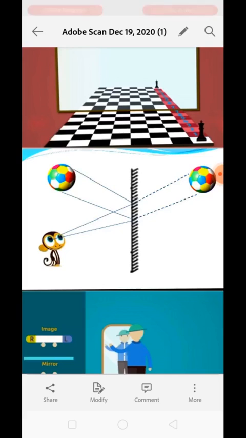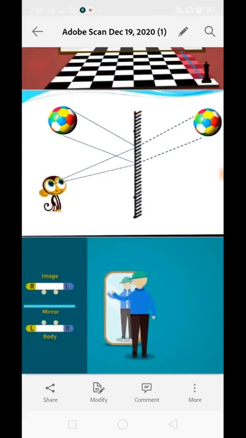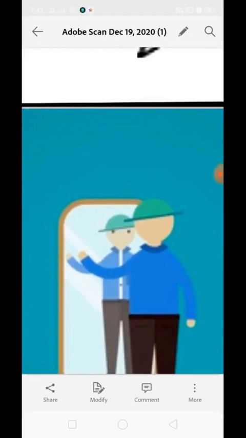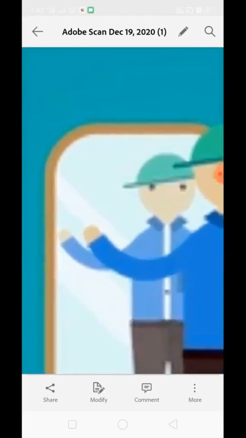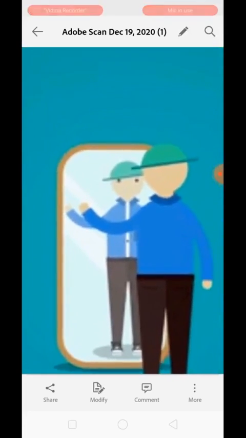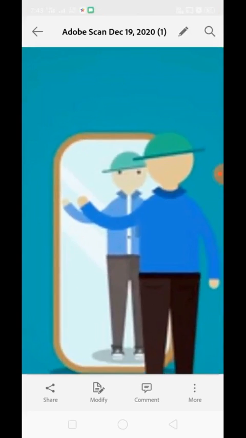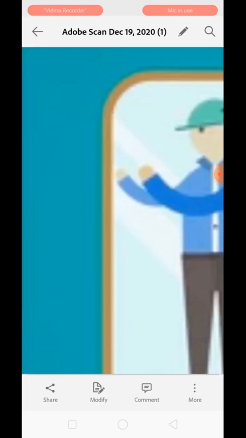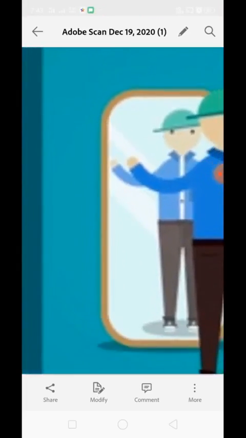A virtual image cannot be obtained on a screen. Next, the image formed is laterally inverted. You can see a person standing in front of the mirror. He has raised his left hand like this. Now see the image. Which hand of the image is raised, class? This is the right hand. The hand of the image which is raised is the right hand.